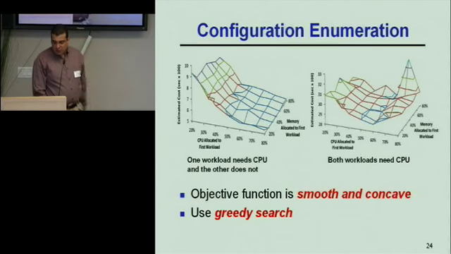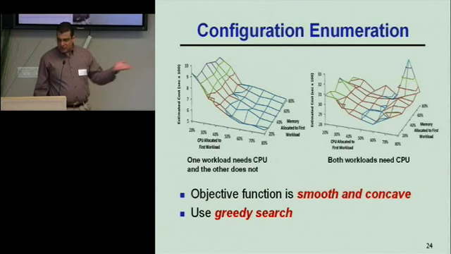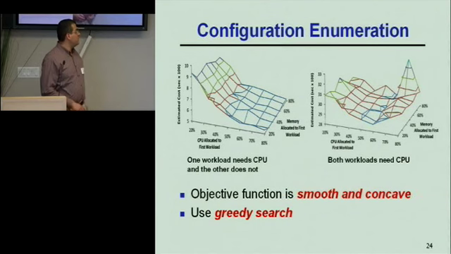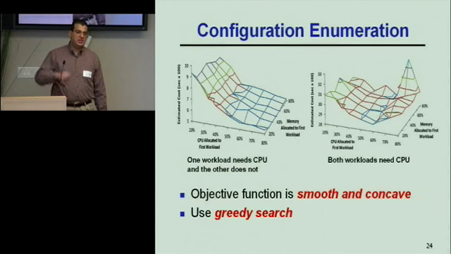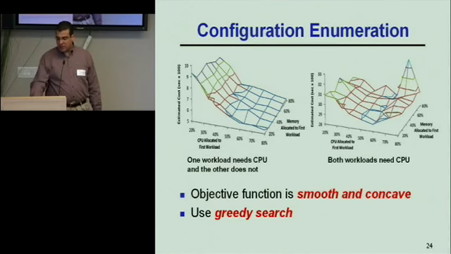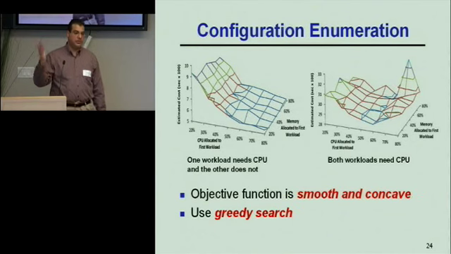So in the graphs here, what you have on the bottom axes is two workloads. Okay. And what you see is the CPU allocated to one workload and the memory allocated to this workload. And then on the Z-axis, there's the total estimated cost of both these workloads together. Okay? So, for example, if you allocate 80% of CPU to the first workload, which means that only 20% goes to the second workload, and if you allocate 20% of the memory to the first workload, which means that 80% goes to the second workload, you get a total estimated cost of 500 units.